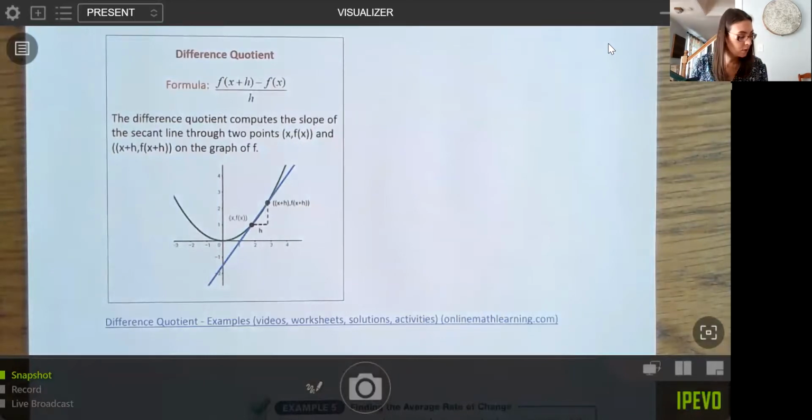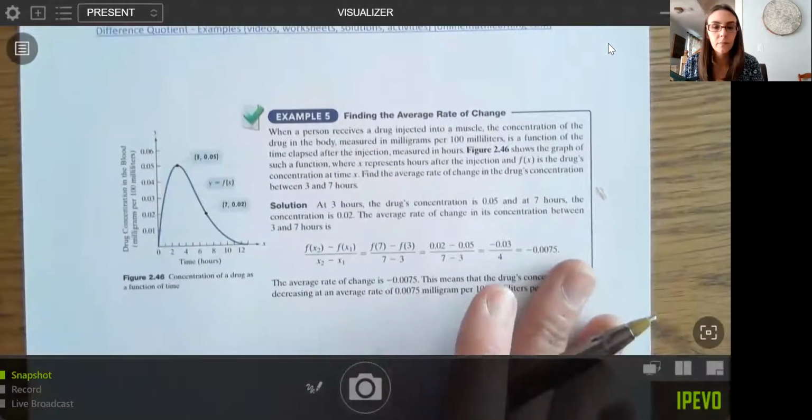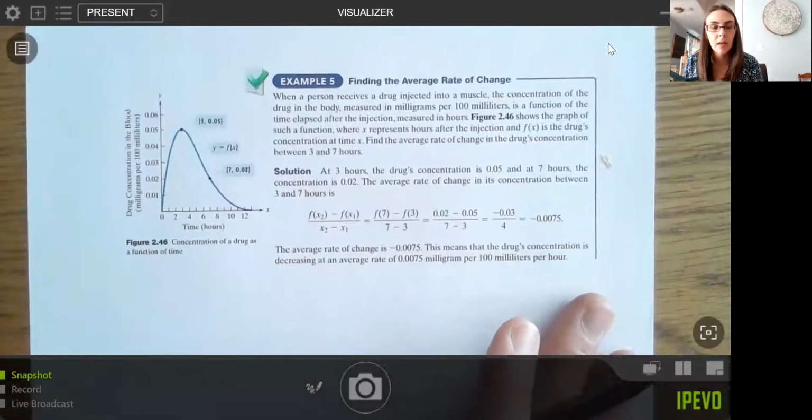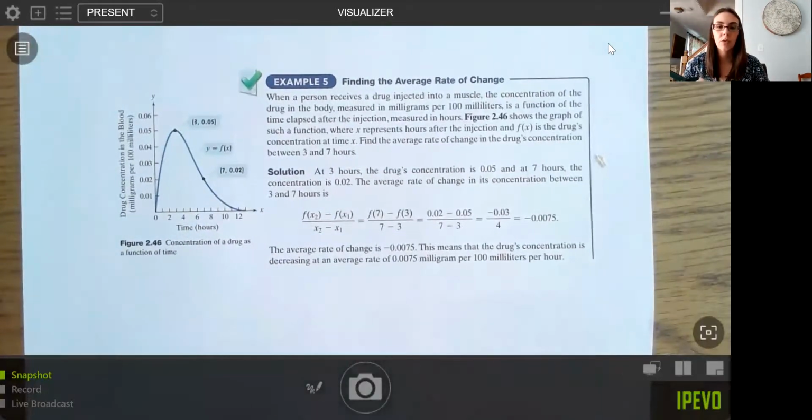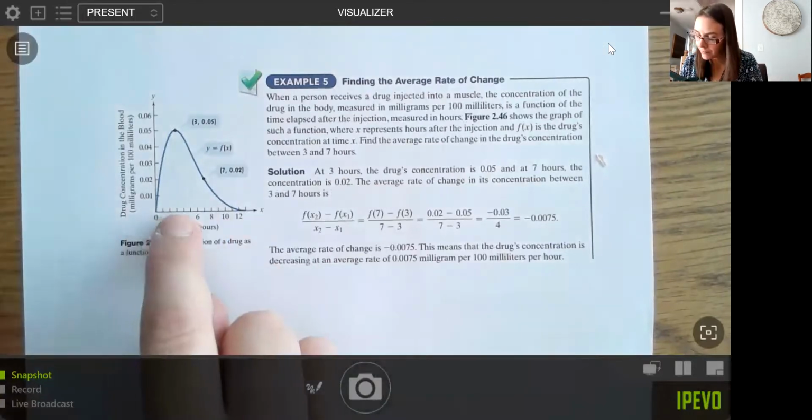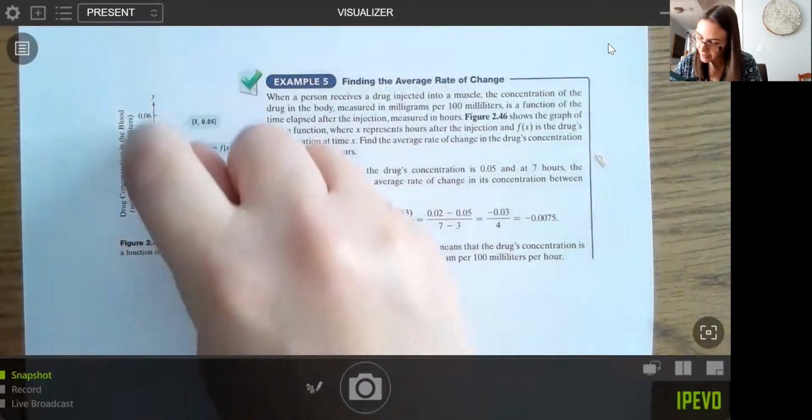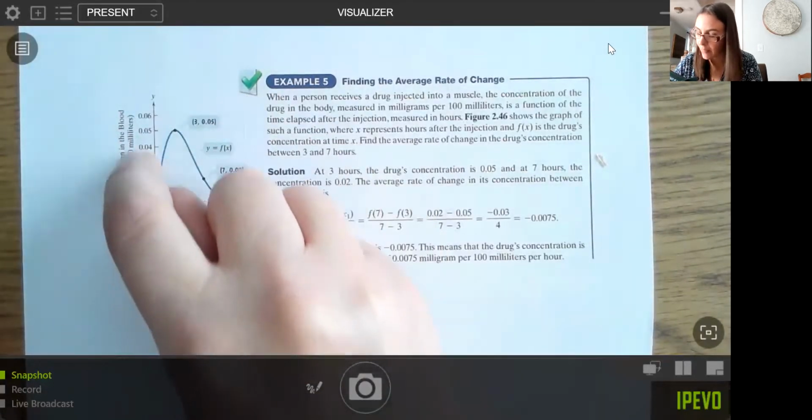All right, so let's do an application with this, that average rate of change. When a person receives a drug injected into a muscle, the concentration of the drug in the body, measured in milligrams per 100 milliliters, is a function of time elapsed after injection, measured in hours. That's quite a mouthful. So if you look at the graph, your x-axis is time in hours, and your y-axis is the drug concentration in the blood.